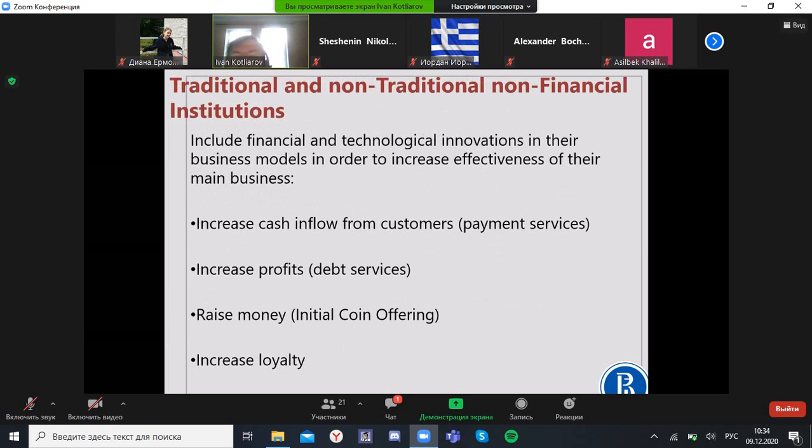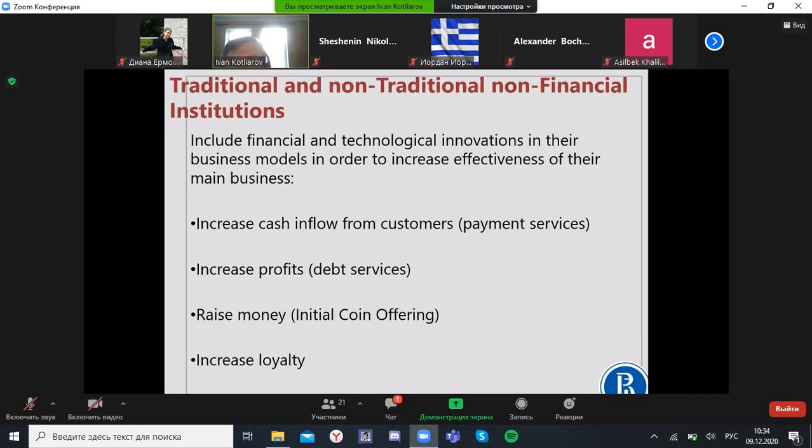So they include financial and technological innovations in their business models in order to increase effectiveness of their main business. Increase cash inflow from customers, payment services, for example. So it is exactly the model of Contact. Okay, obviously, in case you pay via a social network, you have to pay a commission. So in this case, you increase the cash inflow from your customers.